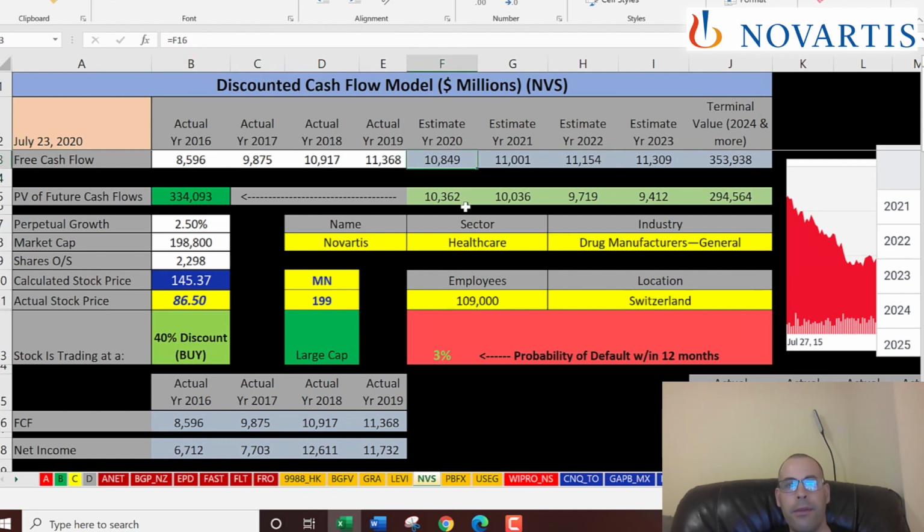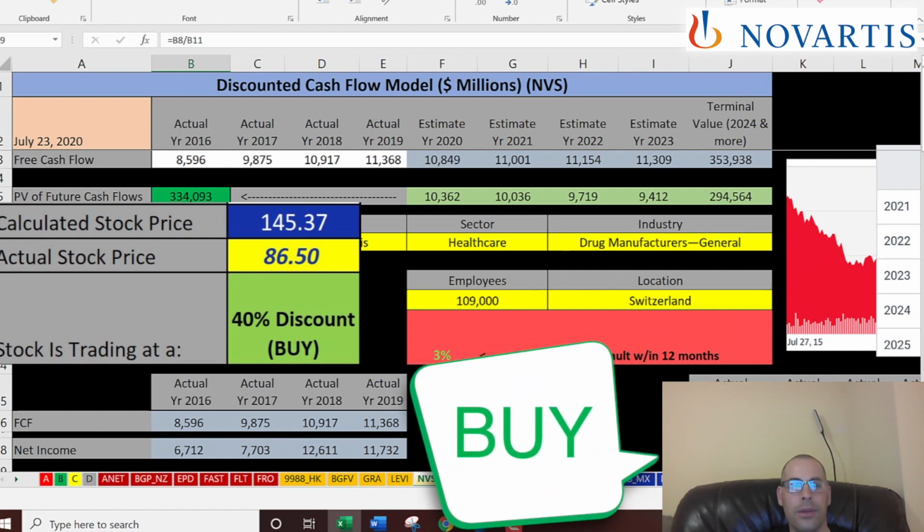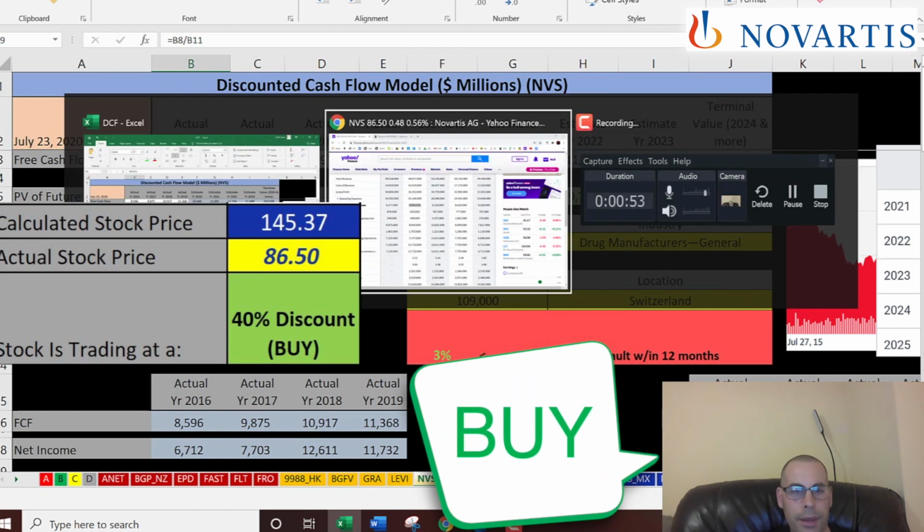So we estimated 4 years of future free cash flows. We also did a terminal value, which is all years past year 4. We discounted those numbers back to today using a weighted average cost of capital. And we get a value of the company of $334 billion. We divide that by 2.3 billion shares. And we get an intrinsic stock price of $145. It's trading at 86, so it's trading at a 40% discount. So it's a strong buy according to the model.